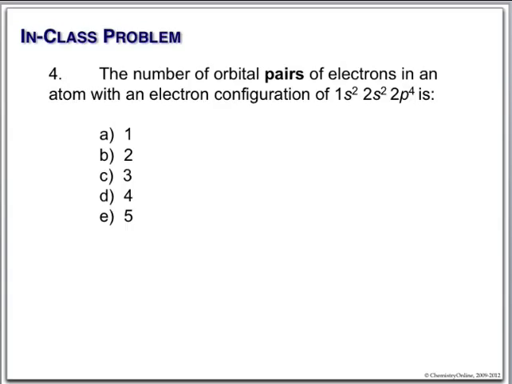Number of orbital pairs of electrons in this guy. So how many of these electrons are paired up? See if we do these shorthand here, it's easy to write, but you have to understand the pairing thing. Well, that's a pair, isn't it? That's a pair. Now in our p's, we have 4 electrons total. Remember, we put them in 1, 2, 3, and we paired it.